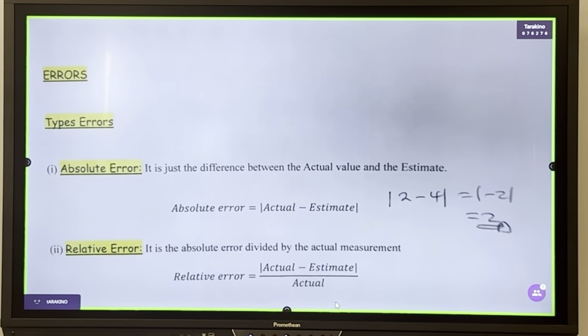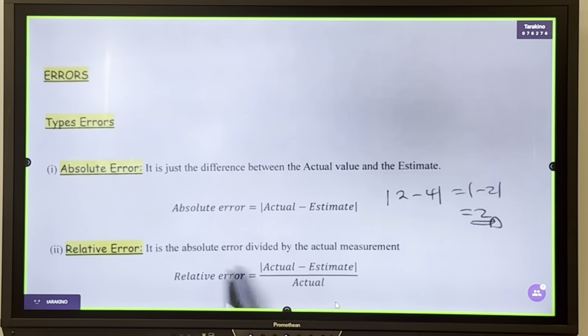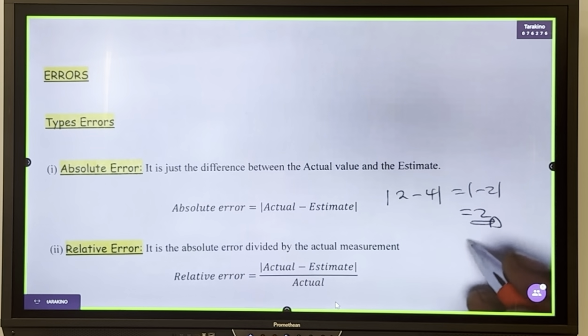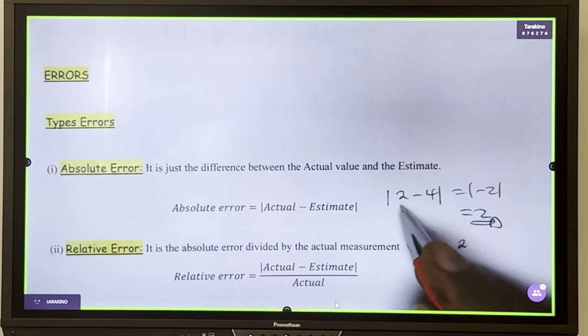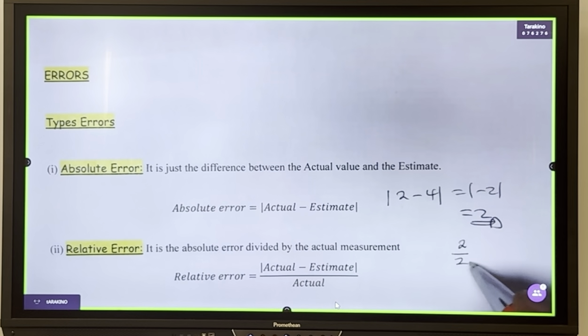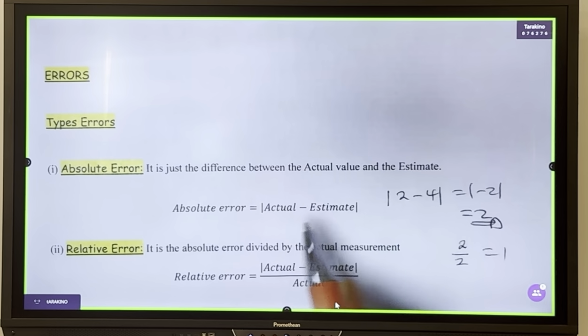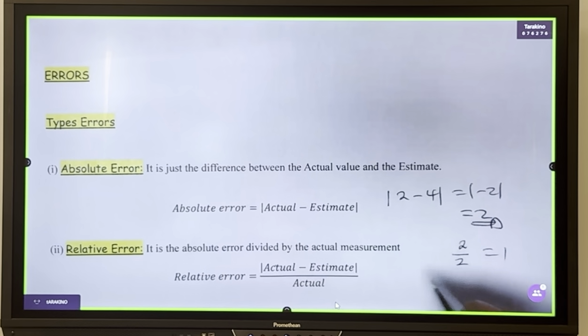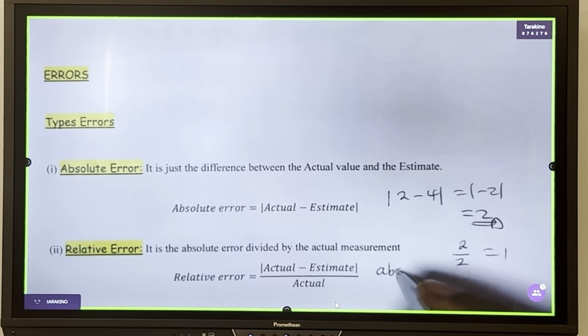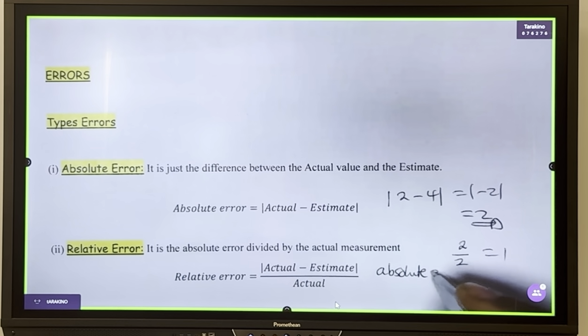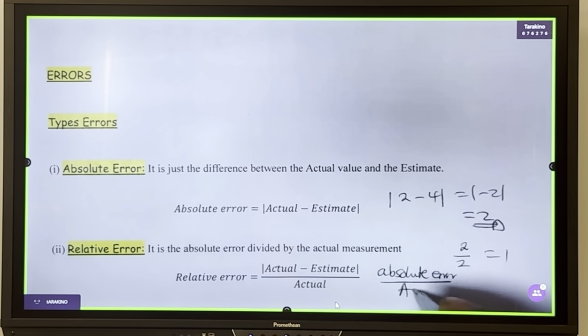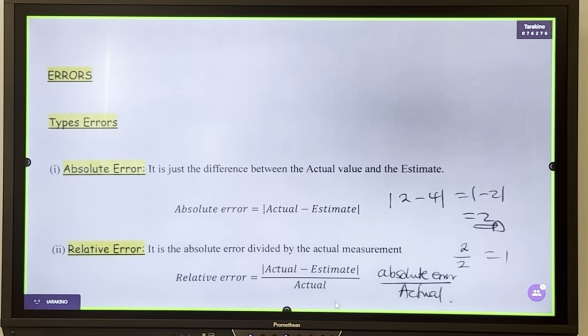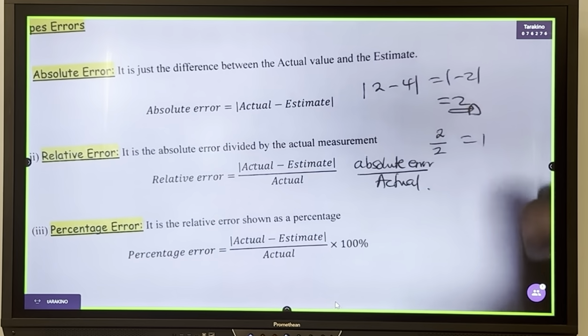So the relative error is just the absolute error divided by the actual measurement. So in this case, my absolute error was 2, right? And maybe my actual measurement here was 2. So it's just 2 over 2, which is just 1. So in this case, it will be 1, right? Remember, actual minus estimate, the absolute, over this. So relative error is just absolute error over actual, right? Then we have what is called the percentage error.